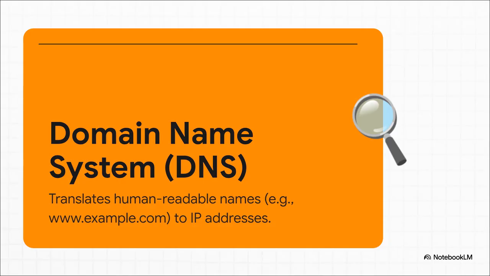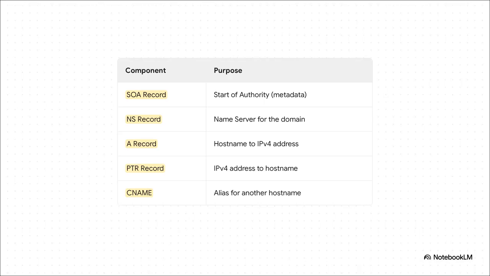Okay, so the easiest way to think about DNS is that it's basically the internet's phone book. It's this massive global system that translates names we can all remember, like www.example.com, into the IP addresses that computers actually need to communicate. And the software we're going to use to build our little piece of that phone book is called Bind.